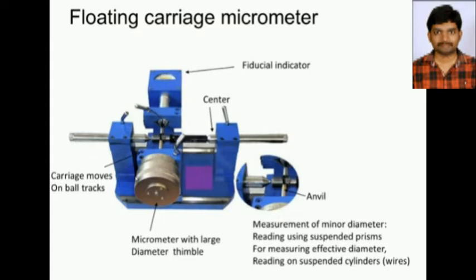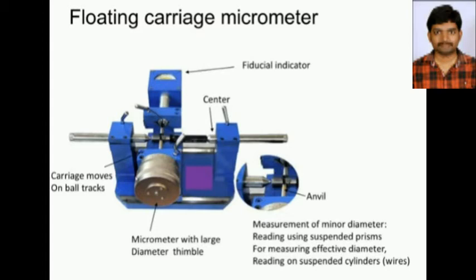The workpiece is mounted in between the centers, and the measurement can be taken. So by using this micrometer, the measurement is taken, and for all measurements we can apply the proper, same pressure. So we can see here the arrangement is provided. Hooks will be provided so that prisms or rods can be hung from the hooks. So this helps the measurement of minor diameter and the effective diameter.